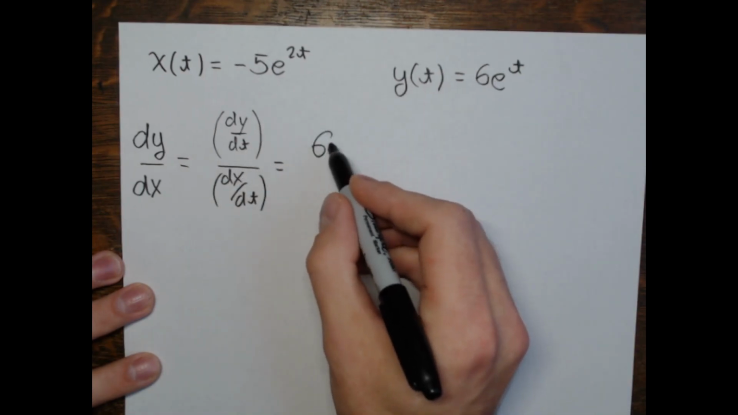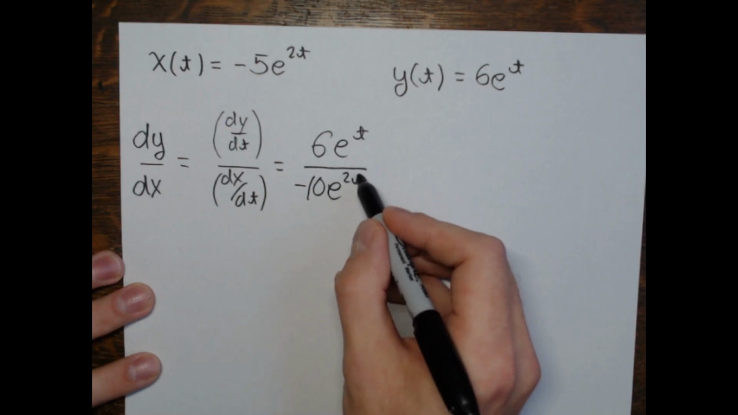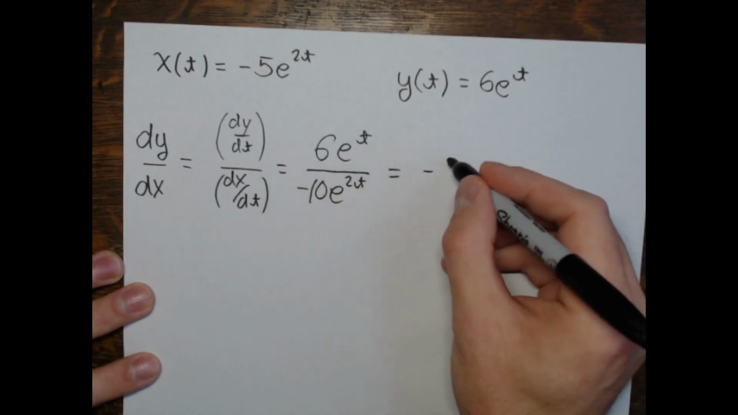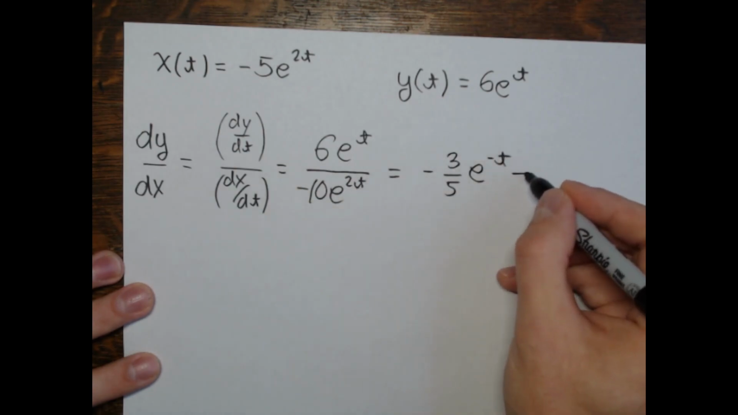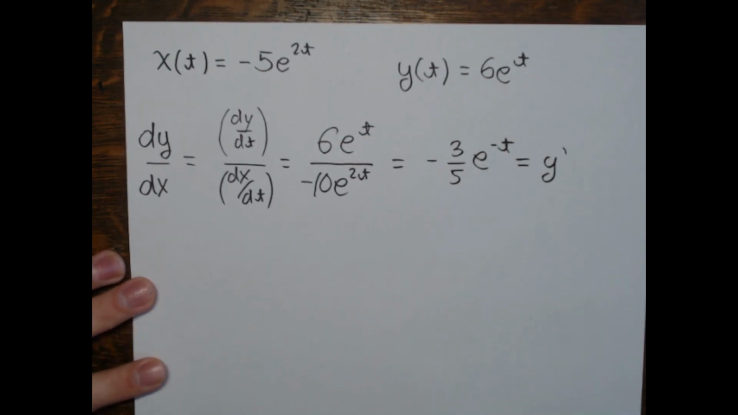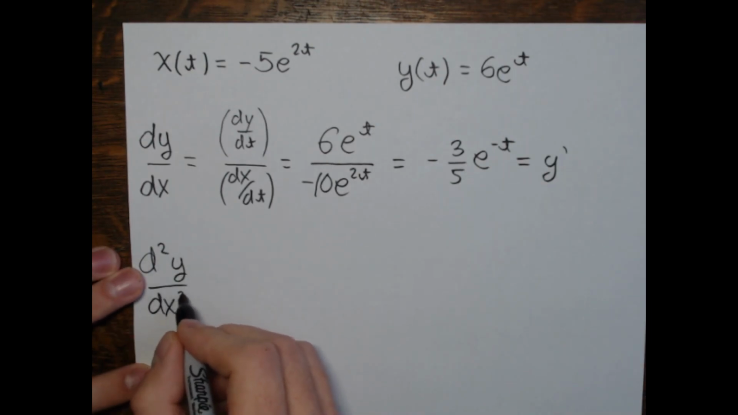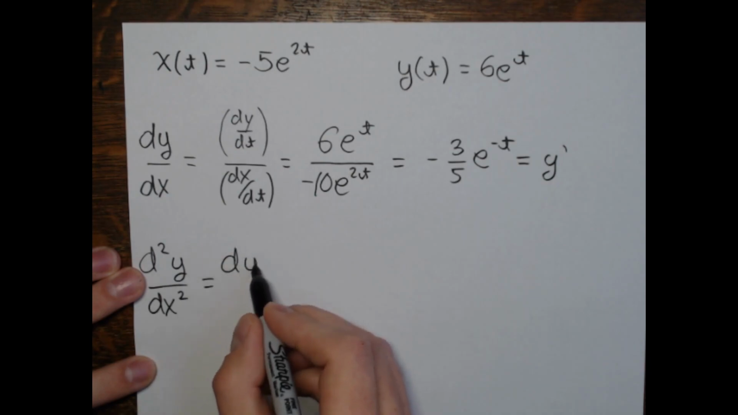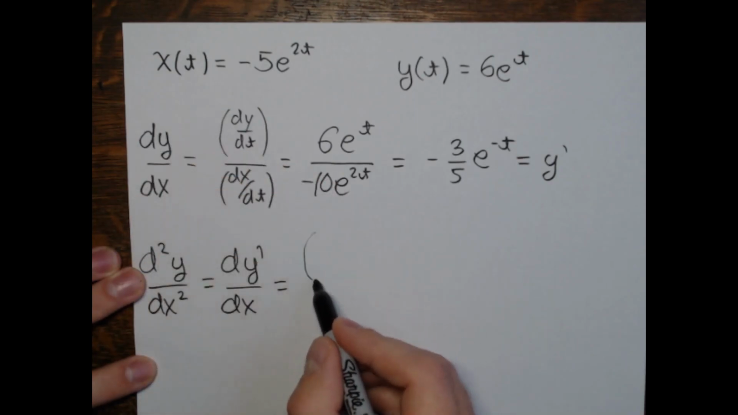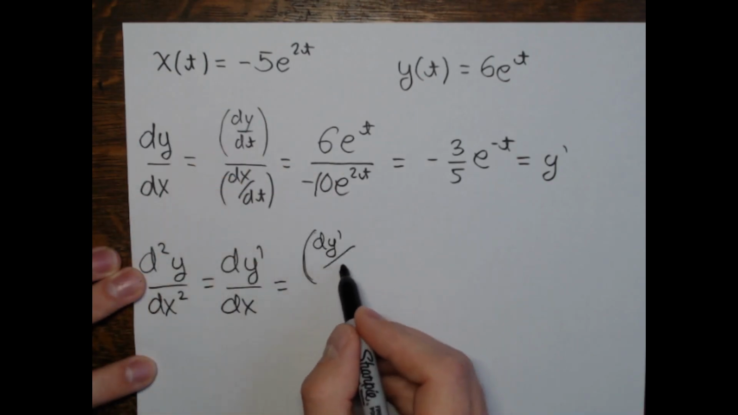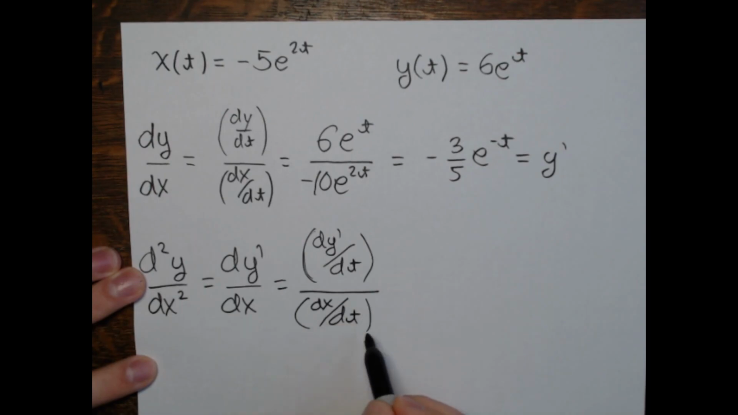Now, dy/dt would be 6 e to the t. dx/dt would be negative 10 e to the 2t. And dividing these gives me negative, that's 2 times 3, 2 times 5, negative 3/5 e to the negative t. So there's y prime in terms of t. And then the second derivative for concavity, to find inflection points, I'm doing the first derivative of y prime with respect to x. So just like the first derivative of y, I'm doing the derivative of y prime with respect to t up in the numerator and dividing by the derivative of x with respect to t in the denominator.